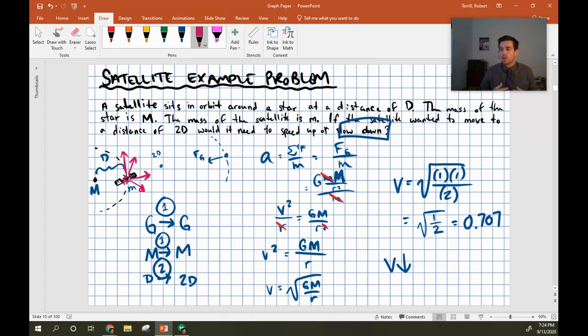So that's the satellite example problem. Hopefully it now makes sense from a mathematical and conceptual basis.